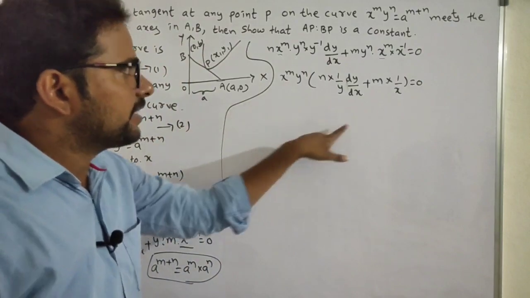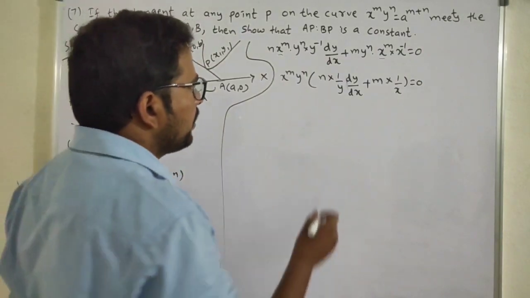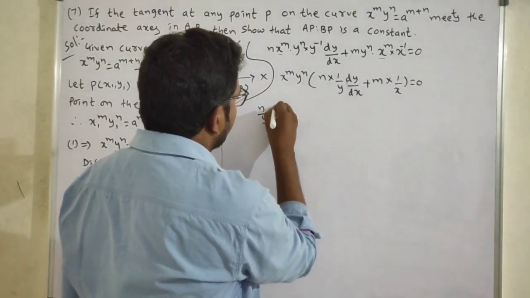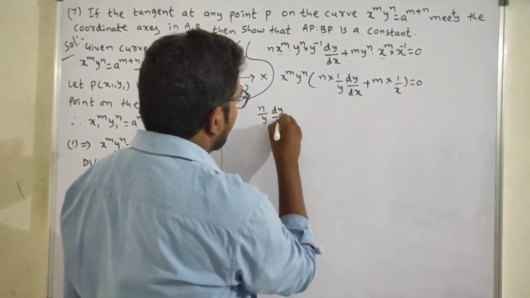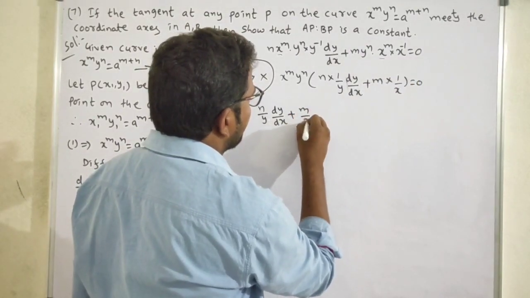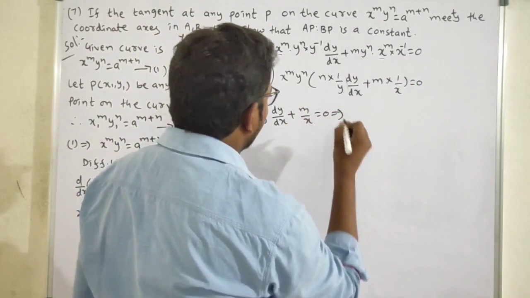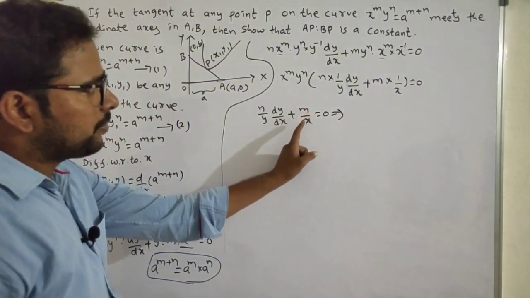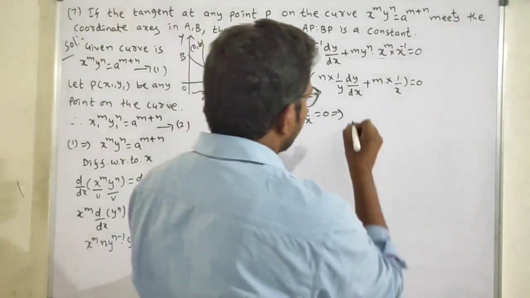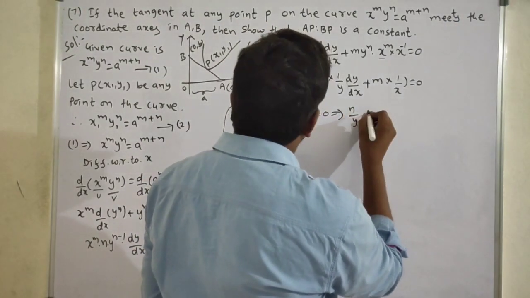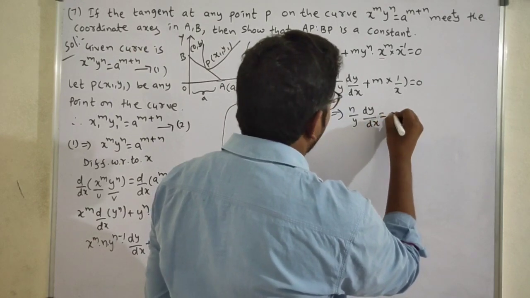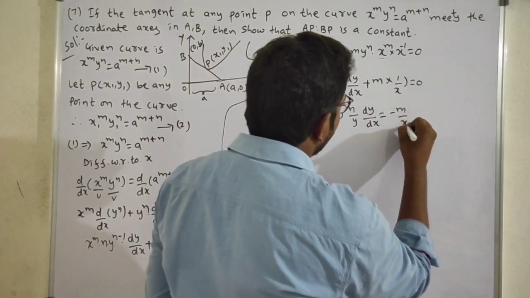If we send the total right side, 0 by something becomes 0. So n into y, n into 1 by y dy by dx plus m into 1 by x is equal to 0. This implies, send this term m by x to the right side. So n by y dy by dx is equal to minus m by x.